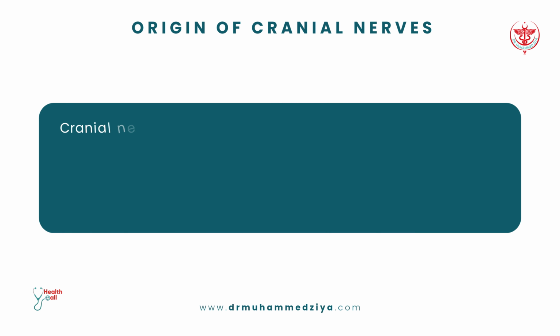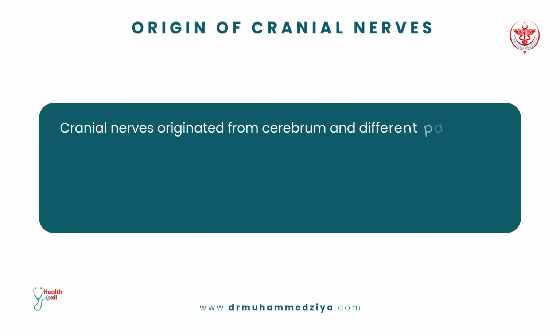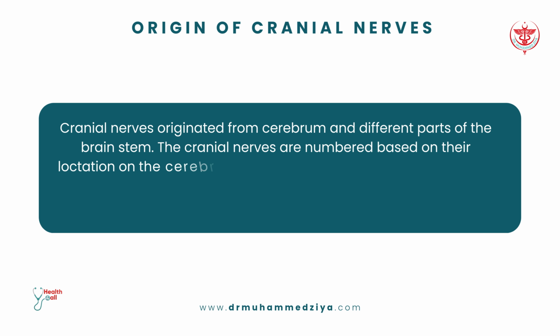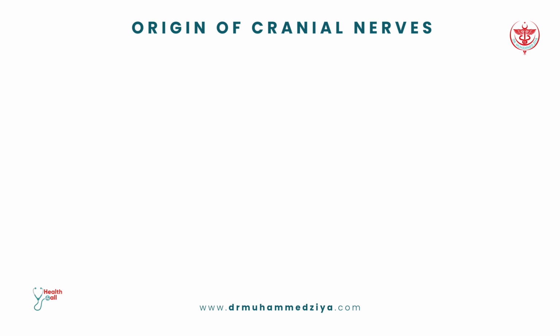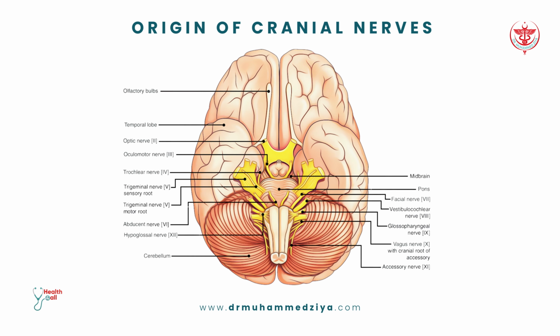Origin of cranial nerves. Cranial nerves originate from the cerebrum and different parts of the brain stem. The cranial nerves are numbered based on their location on the cerebrum and brain stem, superior to inferior, then median to lateral, and the order of their exit from the cranium, anterior to posterior.